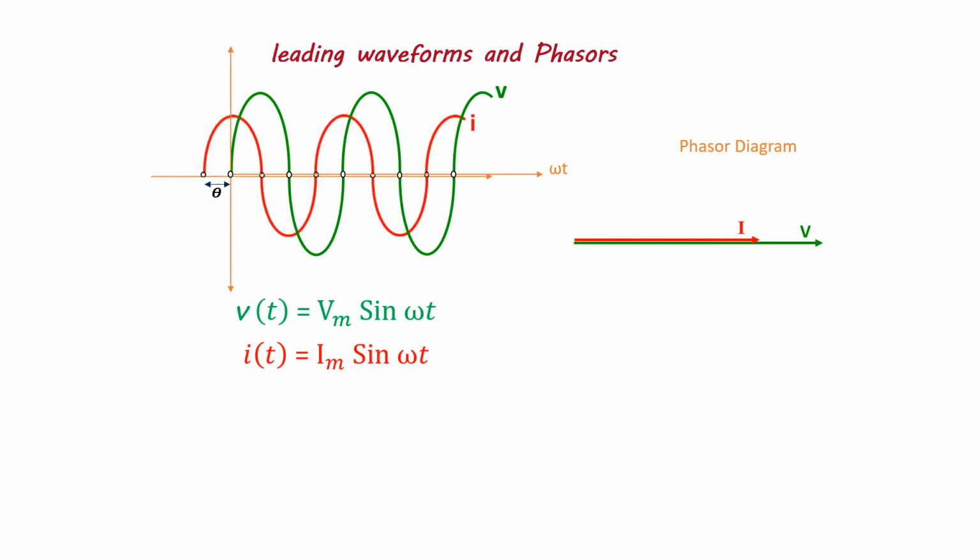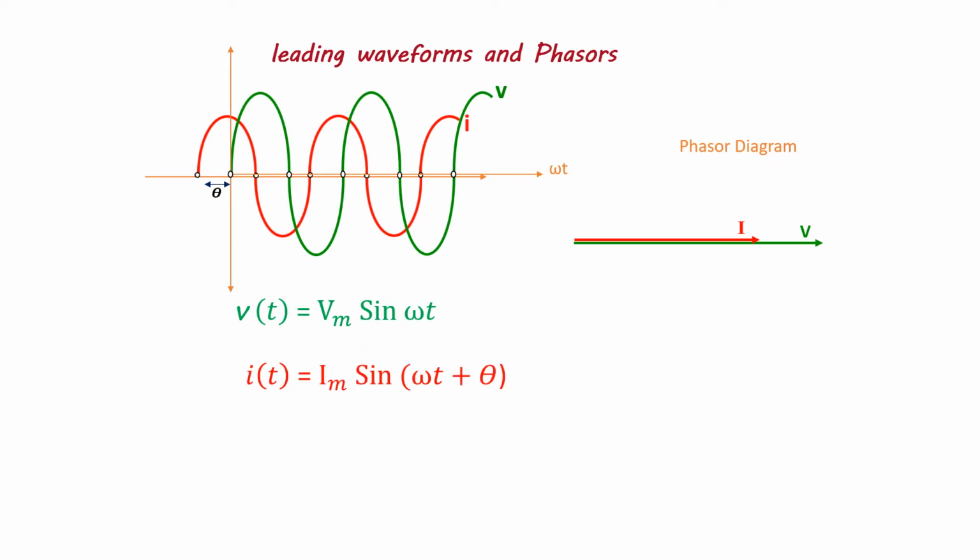Now let us move the current waveform towards left by theta degrees. You can observe now that voltage is still at 0, but current is in advance. It has already started before the voltage by theta degrees. Or we can say the current waveform is leading the voltage waveform by theta degrees. The equation for the current now is Im sin (omega t plus theta).